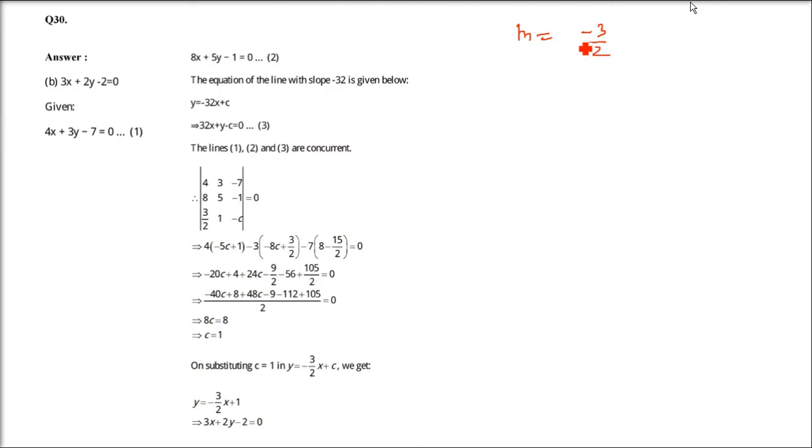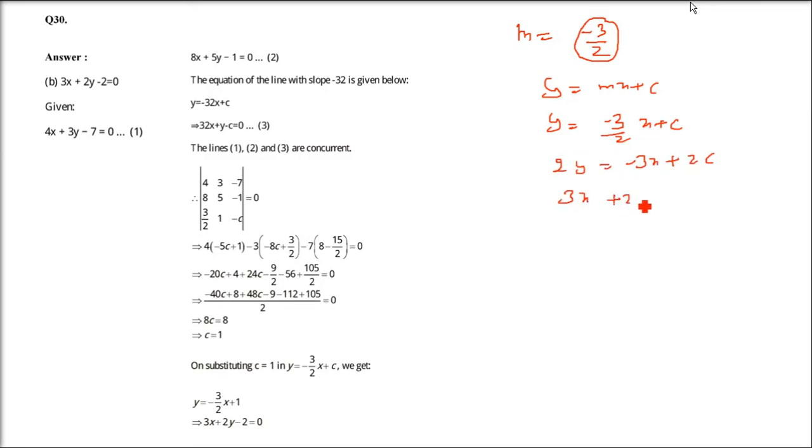Also it's given that it is concurrent with the two lines 4x plus 3y minus 7 equals 0 and 8x plus 5y minus 1 equals 0. So what do we do? First we'll make a line, because two lines are given to us. Let us make one more line with slope minus 3 by 2. y equals mx plus c, slope is given as minus 3 by 2, so y equals minus 3 by 2 x plus c. Either you can leave it like this or multiply by 2 on both sides and write it in ax plus by plus c form: 3x plus 2y minus 2c equals 0. This is the equation with slope minus 3 by 2.